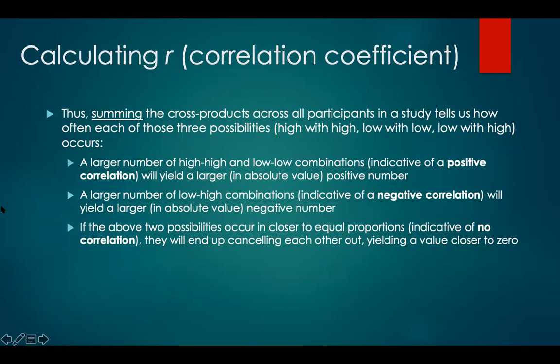Thus, summing the cross products across all participants in a study tells us how often each of these three possibilities, high with high, low with low, high with low, occurs. A larger number of high-high and low-low combinations is indicative of a positive correlation and will yield a larger, in absolute value, positive number. A larger number of low-high combinations, indicative of a negative correlation, will yield a larger, in absolute value, negative number. Now, if the above two possibilities occur in closer to equal proportions, indicative of no correlation, they will end up canceling each other out and yielding a value closer to zero.